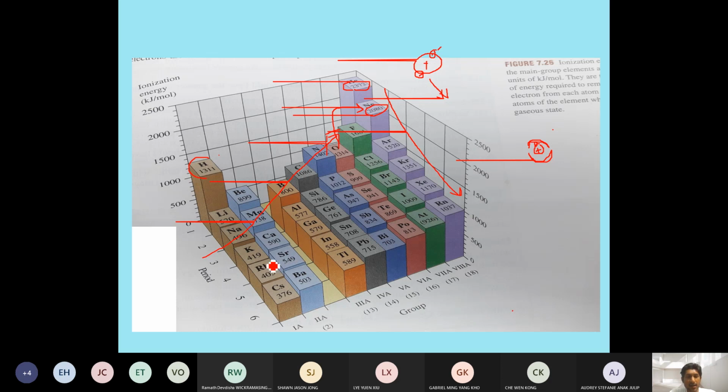Why is it that it is okay for them to form a positive charge, the left and the side elements? Ramat? Sean? Gabri. Because it is okay, it's easier to take electrons away from them. You see that sodium is 496. Okay, let me.